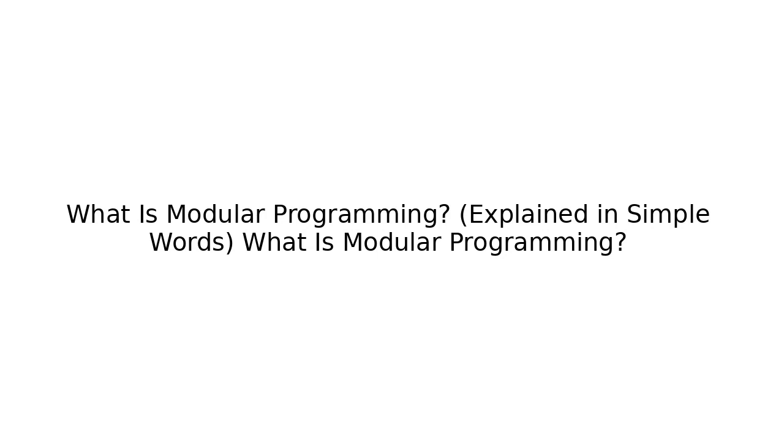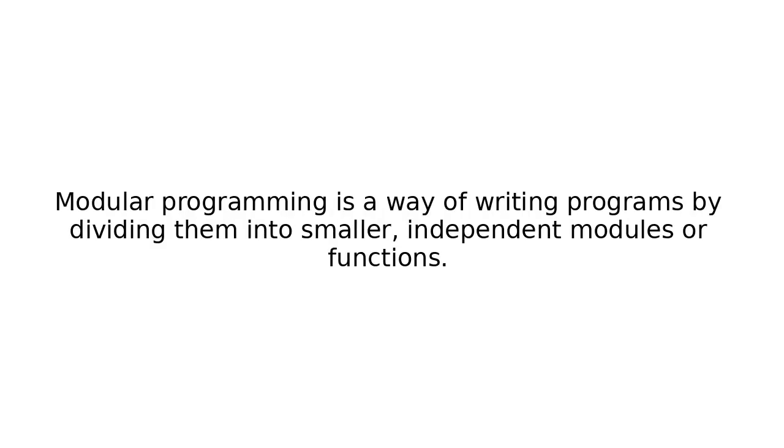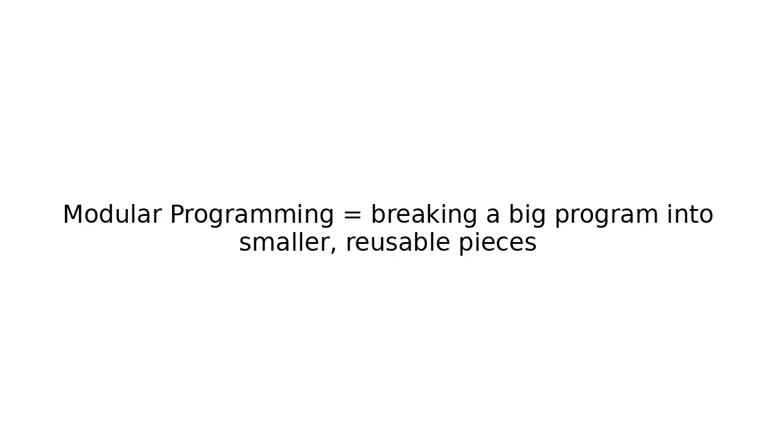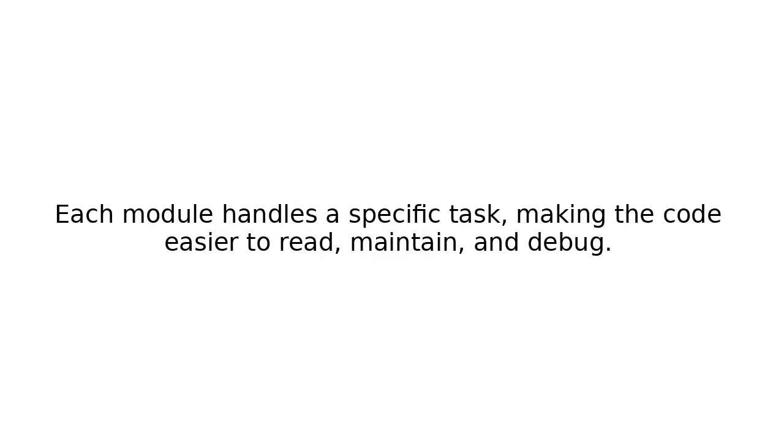What is modular programming? Explained in simple words. What is modular programming? Modular programming is a way of writing programs by dividing them into smaller, independent modules or functions. In simple words, modular programming equals breaking a big program into smaller, reusable pieces. Each module handles a specific task, making the code easier to read, maintain, and debug.